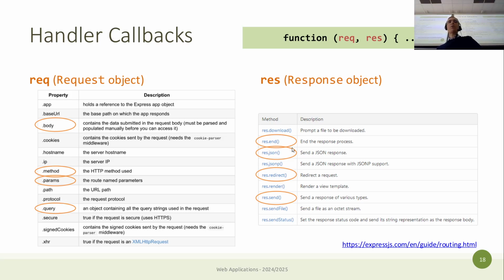And then the rest, which is probably the most important one, because the rest, the response object, is the one that we use to send back something. Okay, so if we want to send back this information, of course, we need to use rest. And there are different methods, and the more useful ones are the ones highlighted.